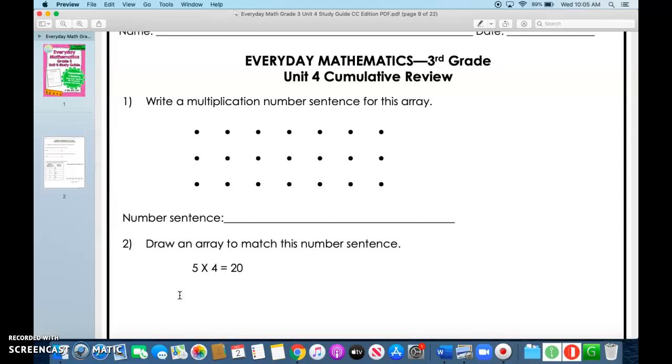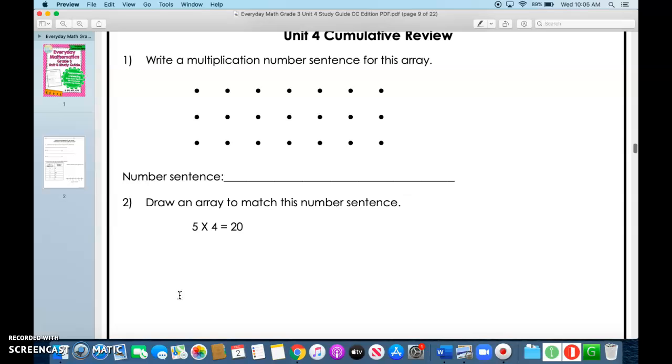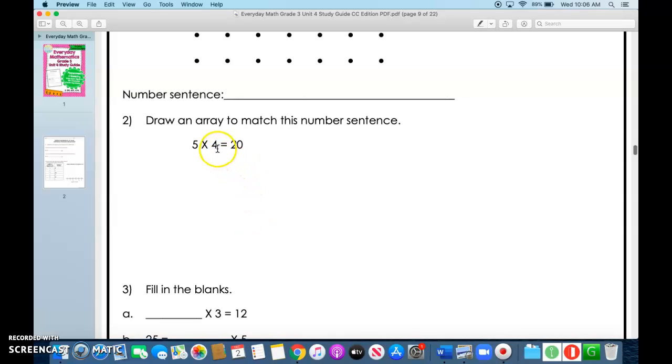But we're going to start with this first page, and number 1 says write a multiplication number sentence for this array. So right here you would write the number sentence for this array. And then it says draw an array to match this number sentence. A cumulative review is basically a review on everything that we have learned so far. So you are going back and reviewing. So you should be able to make an array that matches this number sentence.